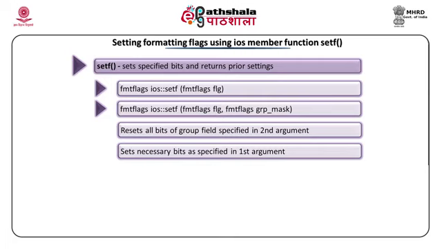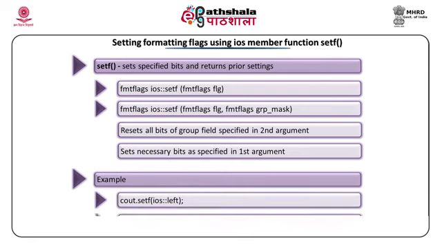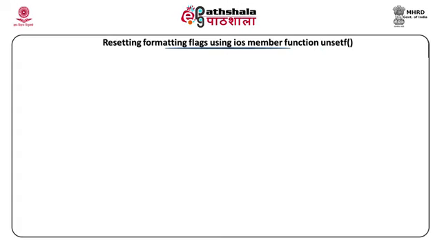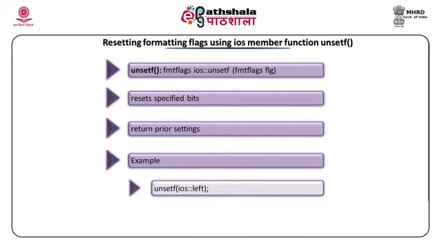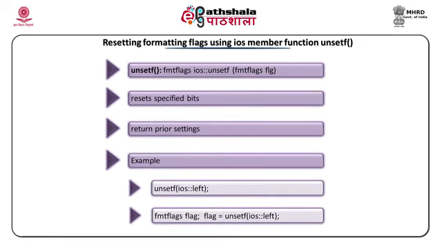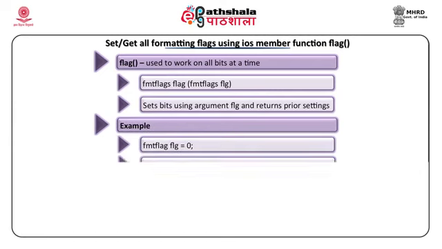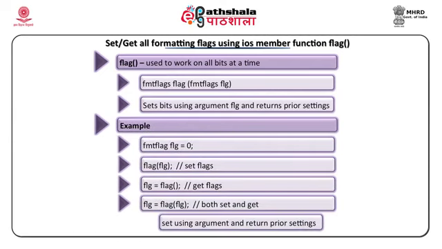See the example, cout.setf(ios::left), that means we want to left justify the items, and in the second form we are using cout.setf(ios::left, ios::adjustfield). The second one is the group name of the bits. We can reset all these flags using the unsetf class member function. Here we are specifying as the argument which flags are to be reset, and again it returns the prior settings. We can use the flags function to set or get all the formatting flags at a time. In a single call we can set all the bits or get all the bits.